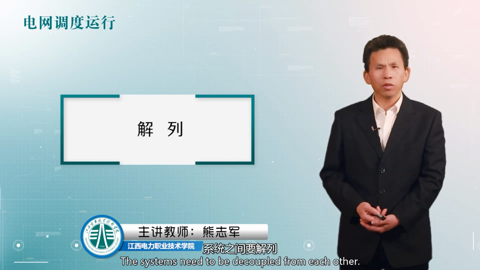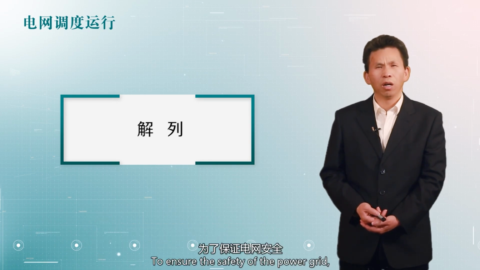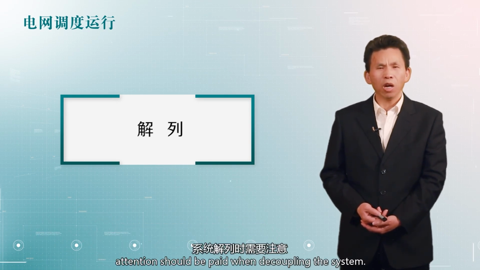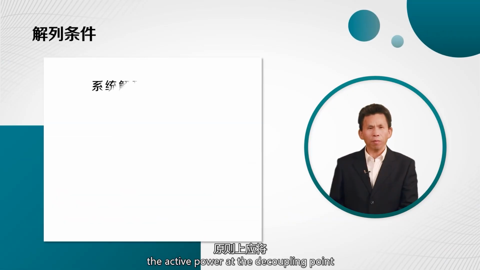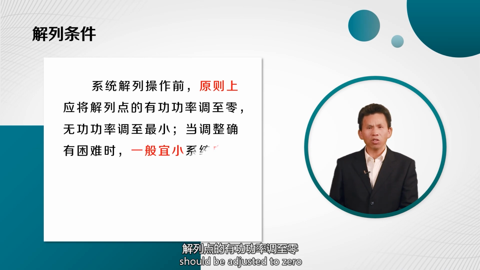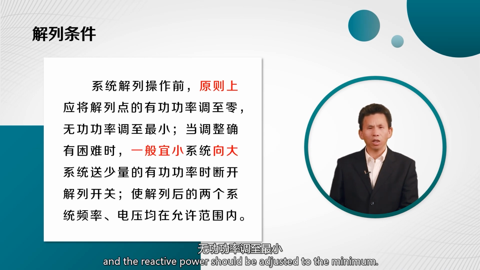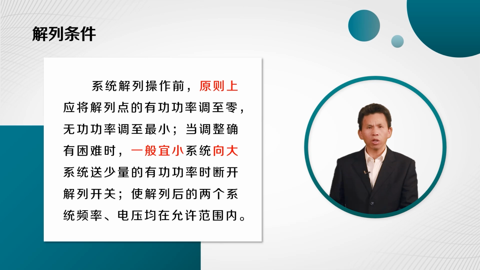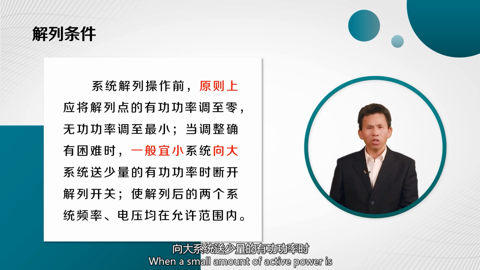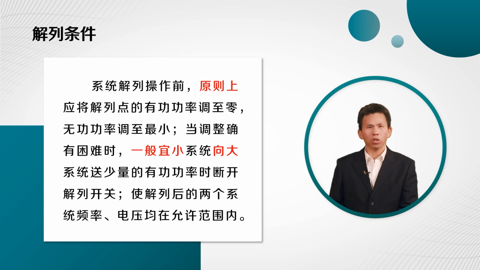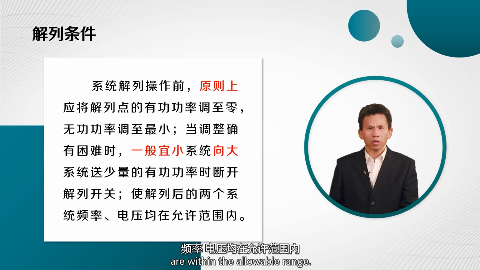According to the needs of the power grid operation, the systems need to be decoupled from each other. To ensure the safety of the power grid, attention should be paid when decoupling the system. Before decoupling the system, the active power at the decoupling point should be adjusted to 0, and the reactive power should be adjusted to the minimum. When it is difficult to adjust, it is generally advisable to choose the small system. When a small amount of active power is transmitted to the large system, disconnect the decoupling switch so that the frequency and voltage of the two decoupled systems are within the allowable range.